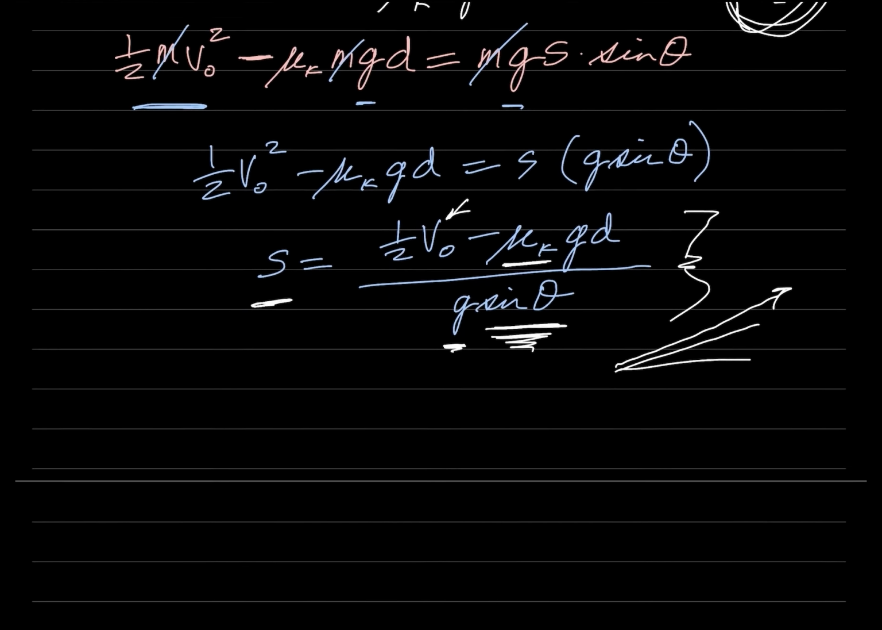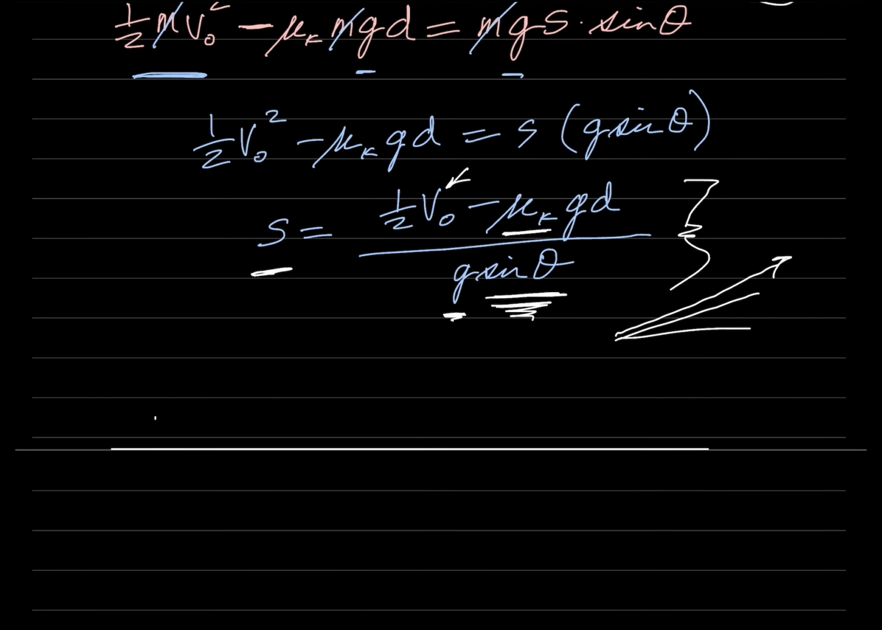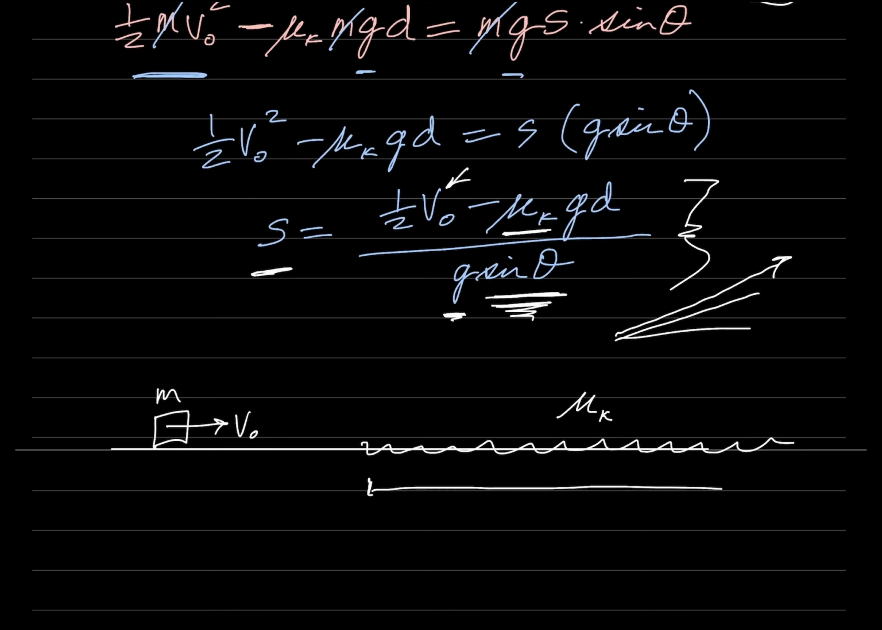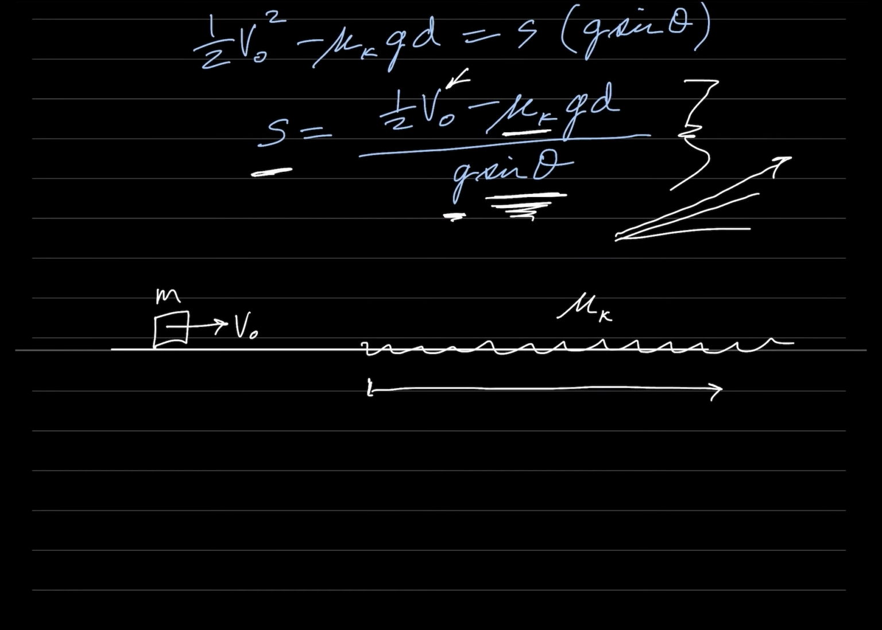Just a couple things to do before we quit. Now it should be trivial for you to work this problem that we're not even going to work. A mass starts out with a certain velocity, and then it hits a field that goes on and on and on, where there is friction, and mu sub k is the coefficient of friction. And the question is, how far into that field will it get before it stops, before it runs out of energy? Well, we really should write our equations.